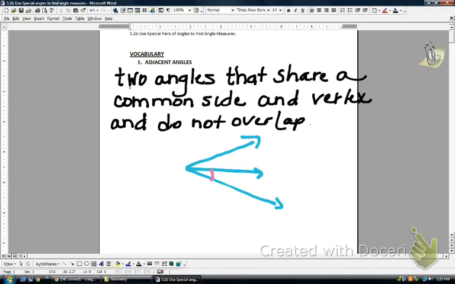There are two angles that share a common side. So right here is the common side that they share, and they share a vertex. The point is called the vertex. And these angles are side by side, they do not overlap. So adjacent angles share a side, a vertex, and they do not overlap.